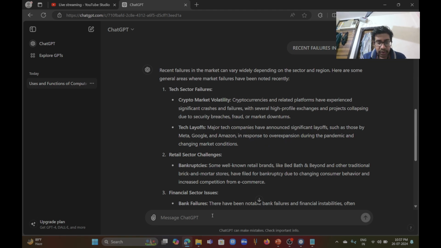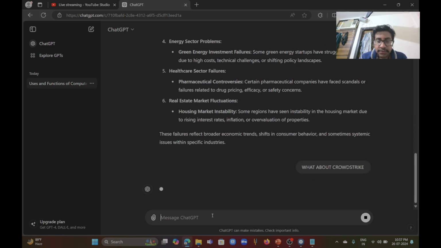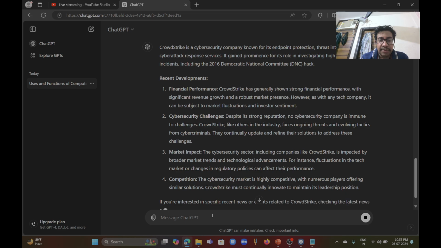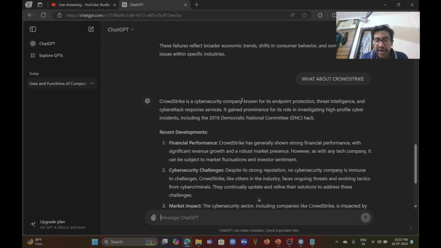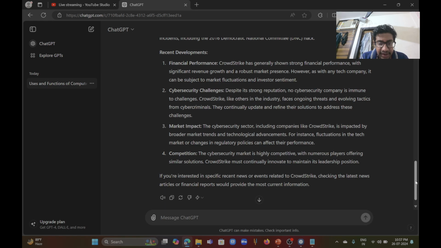Okay, what about CrowdStrike? What about CrowdStrike? A recent failure happened. This is CrowdStrike, a cyber security company known for endpoint protection, threat intelligence, and cyber attack response services. It gained a prominent role investigating high-profile cyber incidents, such as the 2016 Democratic National Committee hack. Recent developments include financial performance, cyber security challenges, market impact, and competition.